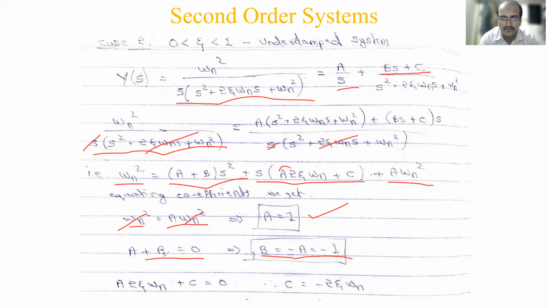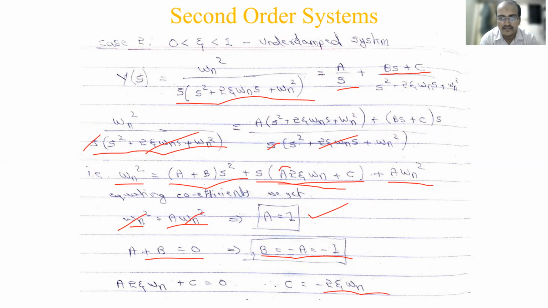Then from that, two coefficients are there. We can take the next set of values. Since the A and B values are known, the C value is very easy to find out. So equate the coefficients of s. What you have is 2 zeta omega n into A plus C equal to 0. So C is nothing but minus of 2A zeta omega n. A is 1, so minus 2 zeta omega n is the value of C.